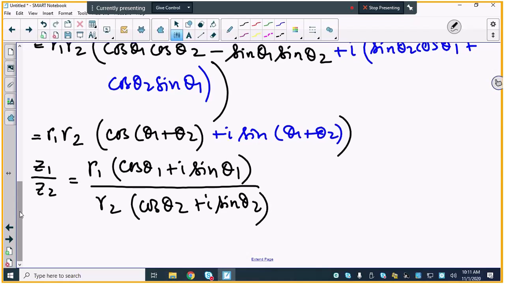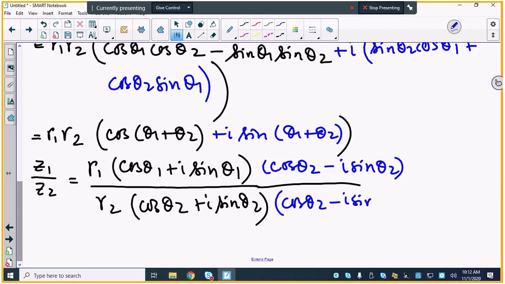And I already have told you what you need to do in order to do complex division. Look at the complex number on the bottom. Think about its conjugate and multiply the conjugate on both top and bottom. So I'm going to multiply cosine theta 2 minus I sine theta 2. That's the conjugate of the complex number on the bottom. And cosine theta 2 minus I sine theta 2. And then it's time to simplify what we have done.